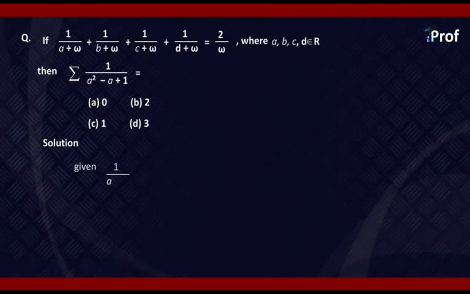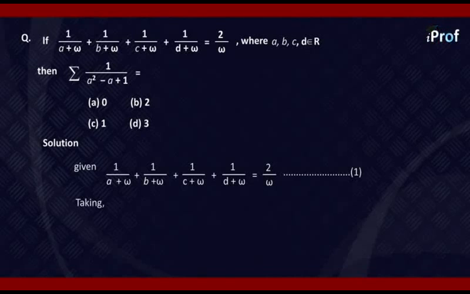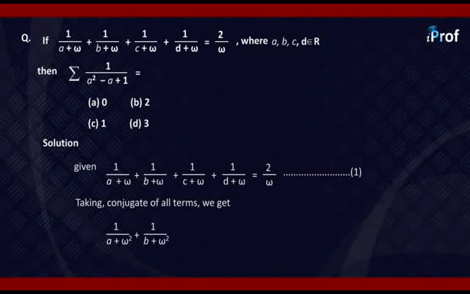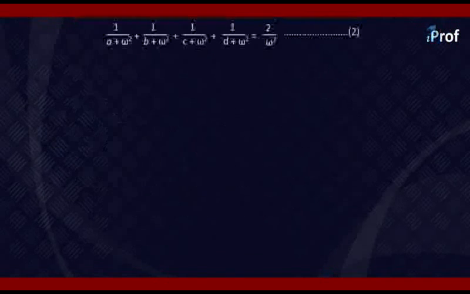Now, given 1 upon a plus omega plus 1 upon b plus omega plus 1 upon c plus omega plus 1 upon d plus omega is equal to 2 upon omega. Taking conjugates of all the terms, we get an equality where we have 1 upon a plus omega square. Because a is a real number, the omega and omega squares are conjugate of each other. We get 1 upon a plus omega square plus 1 upon b plus omega square plus 1 upon c plus omega square plus 1 upon d plus omega square is equal to 2 upon omega square.